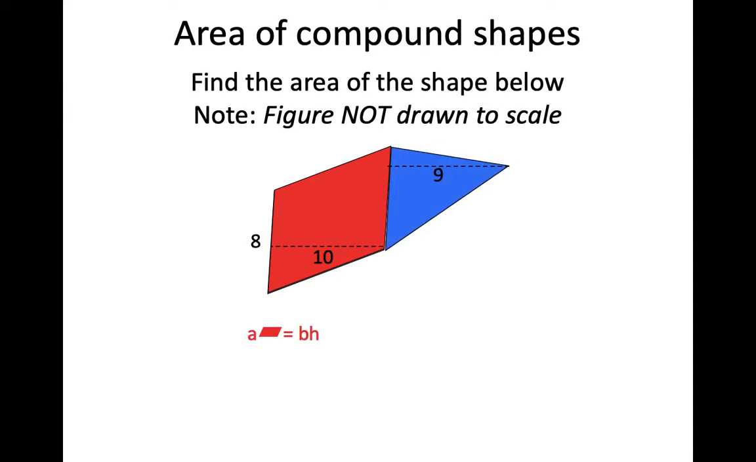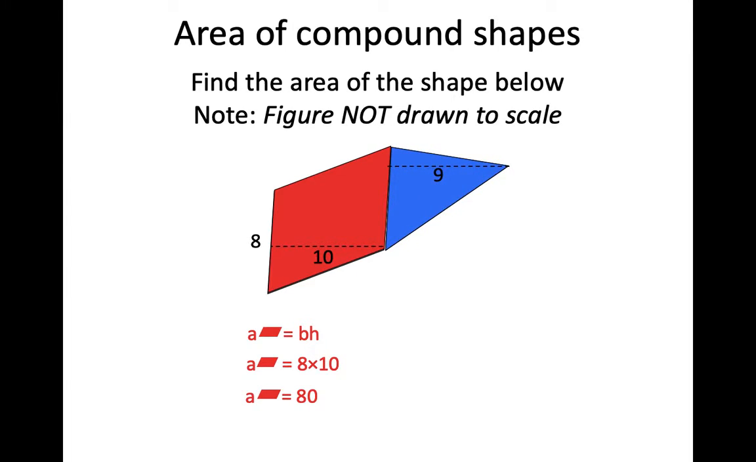Okay. The area of a parallelogram is base times height. In this case, that is 8 times 10. So that would be 80. So I know that the area of this red piece is 80. But now I have to find the area of this blue.